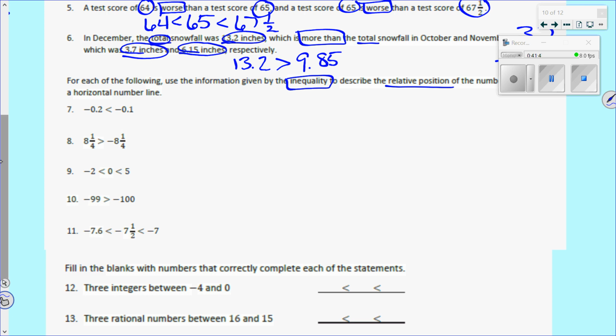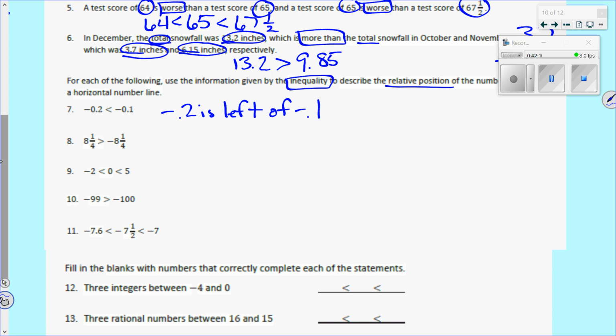On a number line, -2/10 is more to the left than -1/10. So -2/10 is left of -1/10. Does somebody agree with that?